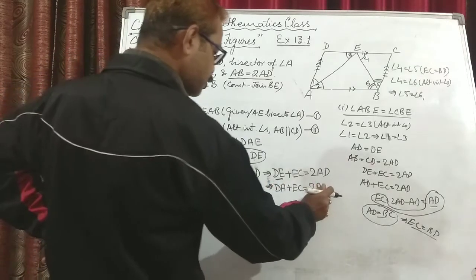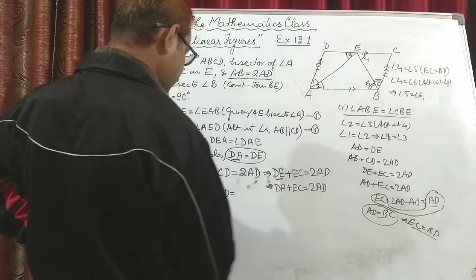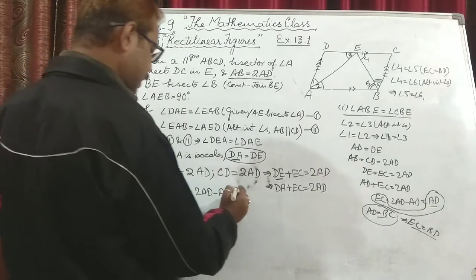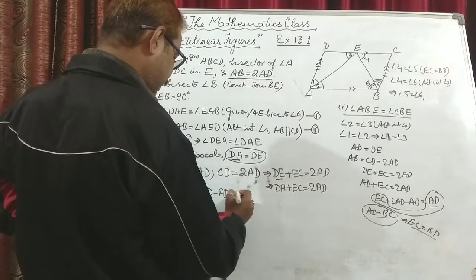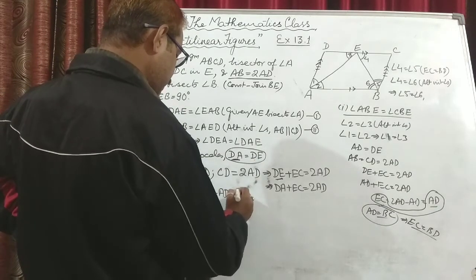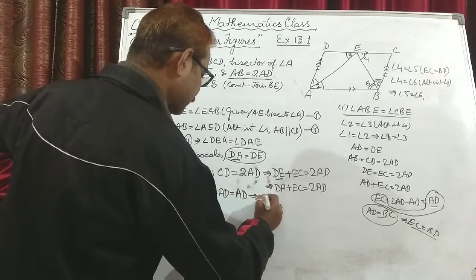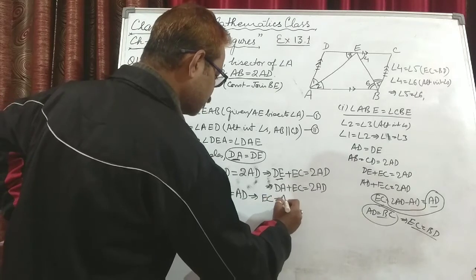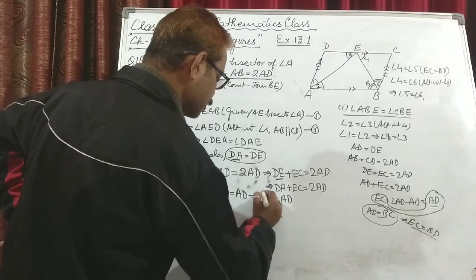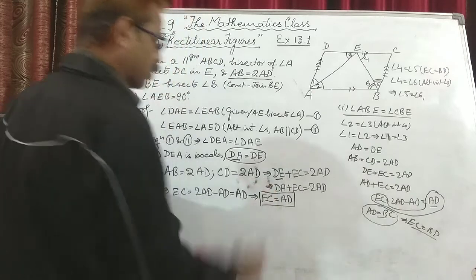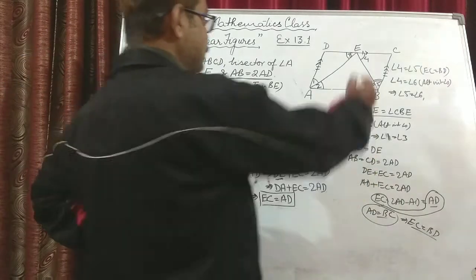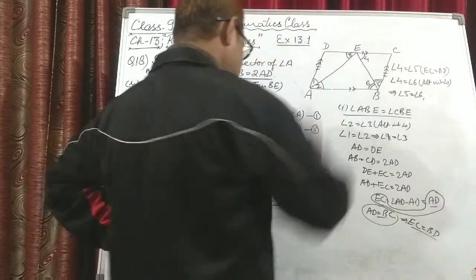Again, this AD goes to this side, becomes minus. So what is left? Out of 2 AD, 1 AD is subtracted. So what is left? Only 1 AD is left. It shows that EC is equal to AD. This is of use, so we will write it in a block. It means that EC and AD are equal.